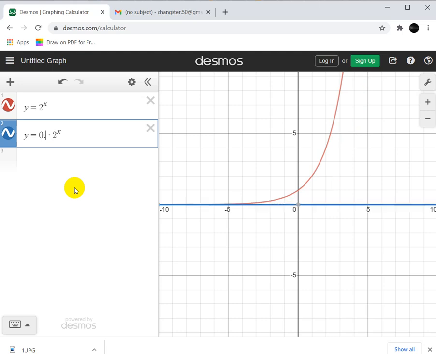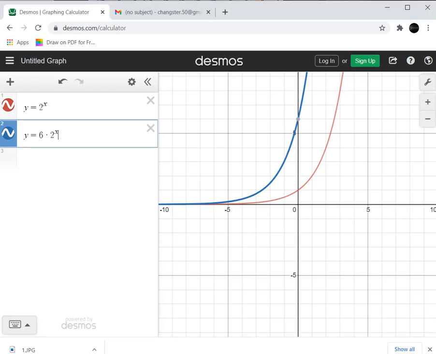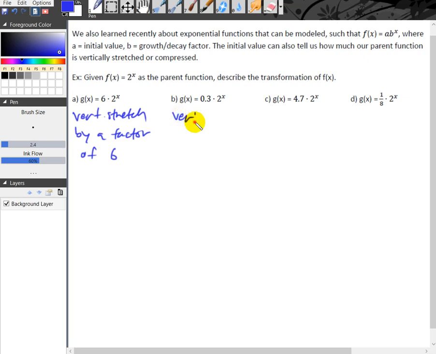Okay, so 6 times 2 raised to the x is going to be a vertical stretch by a factor of 6. This one is 0.3, so that's going to go the other way. I put 0.3, as you can see, so that graph is being vertically compressed instead. So this represents a vertical compression by a factor of 0.3.